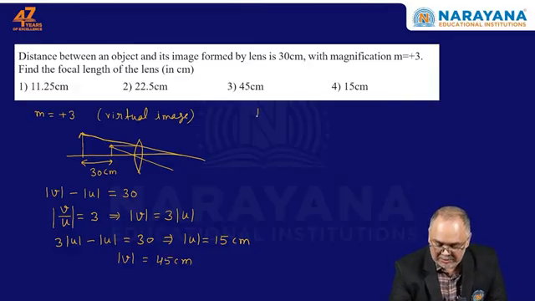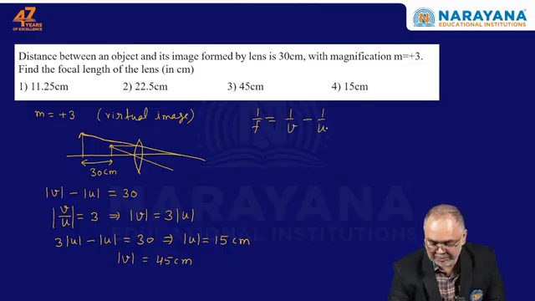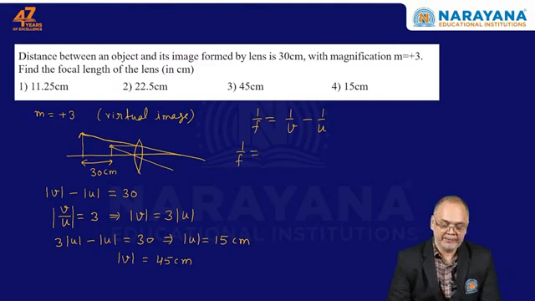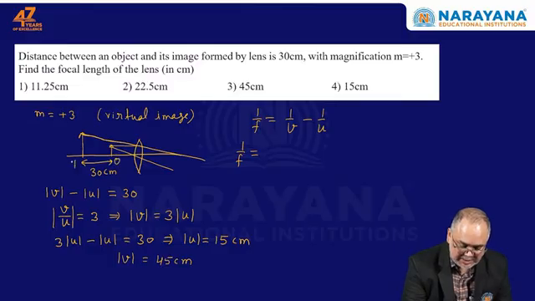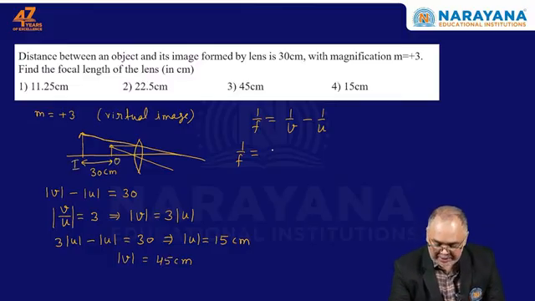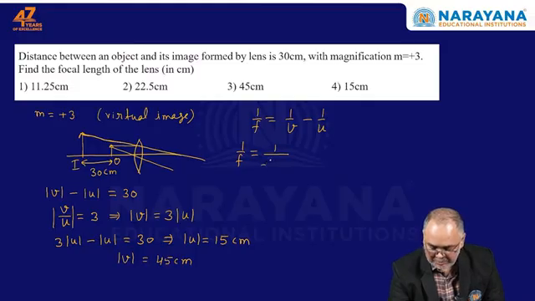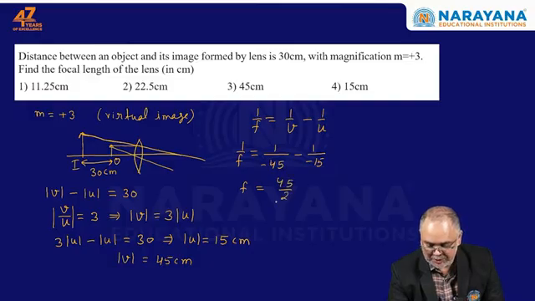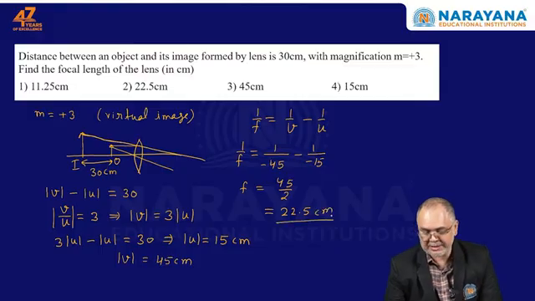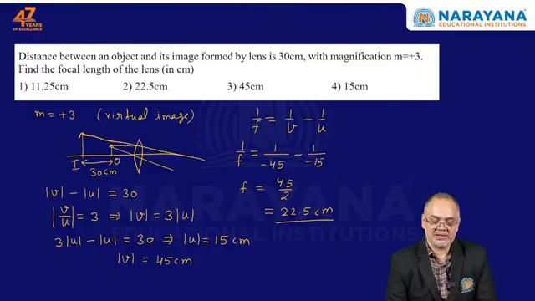Now we can find the focal length. We can write 1 by f is equal to 1 by v minus 1 by u, and here we'll put the values with sign, and both u and v are negative. This is the object and this is the image. So here I can write 1 by minus 45, value of v, minus 1 by minus 15. If you solve this one, we get f equal to 45 by 2, that is 22.5 centimeter. So that is the focal length of the lens.